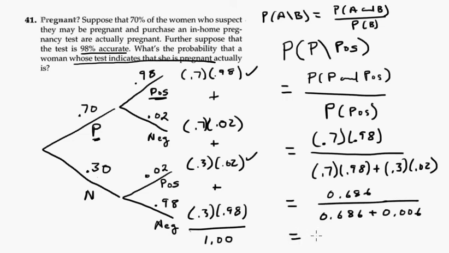Okay, so about 99.1% of the time, when the test says it's positive, the woman is actually pregnant. So that's pretty good. That's pretty good accuracy in general. Okay, so that's how you do that problem. The key is to use a tree and to recognize that it's a conditional probability. Good luck.